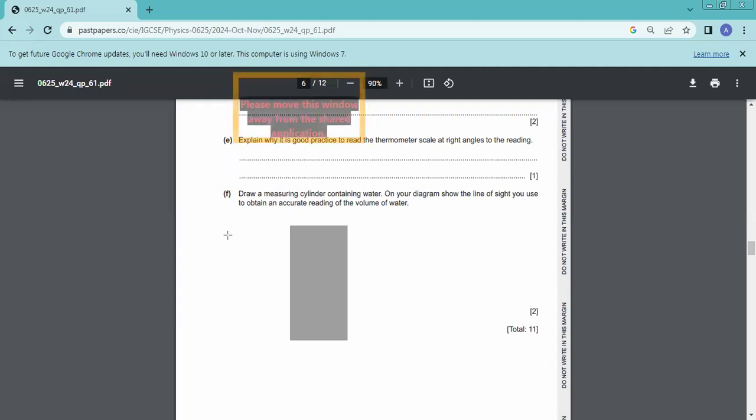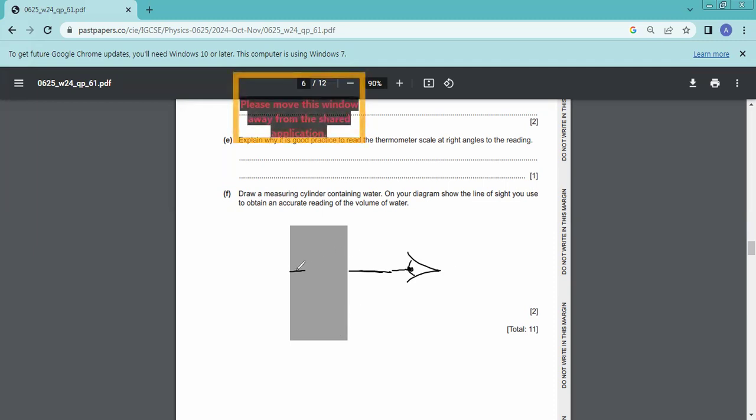So basically, what is happening here? The measuring cylinder should be drawn like that, and the line of sight should be indicated with a horizontal line. When we are talking about the line of sight, it should be horizontal. This is the line of sight, horizontal at the level of the meniscus.